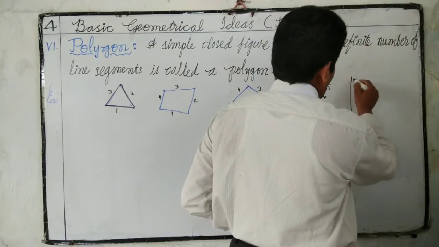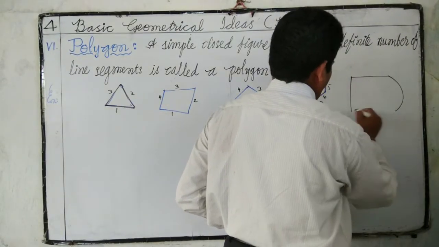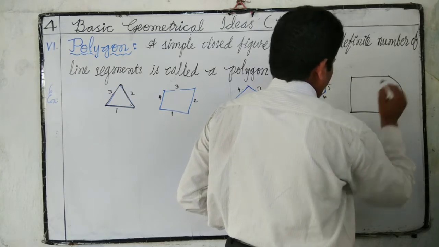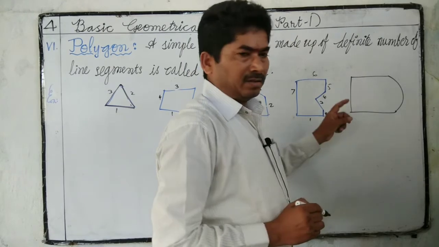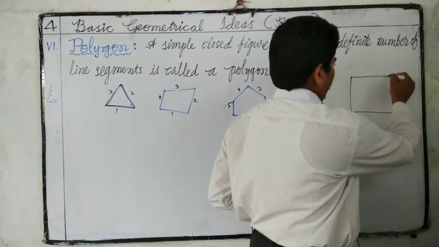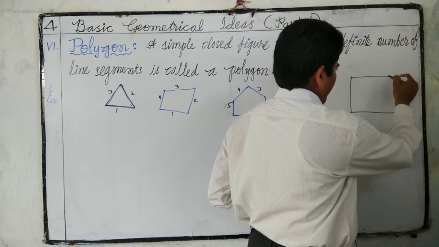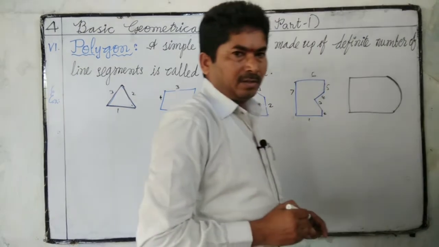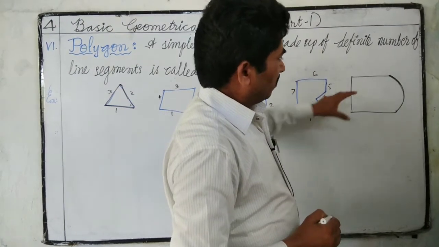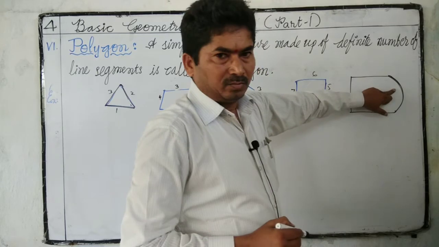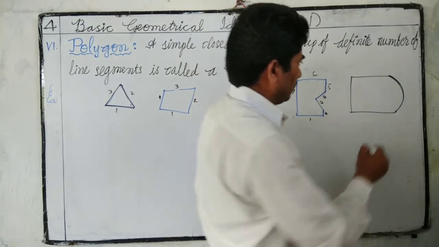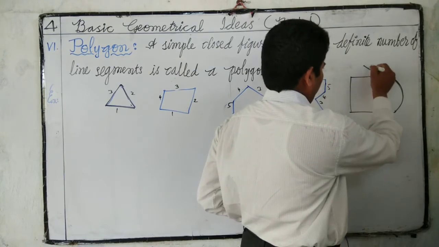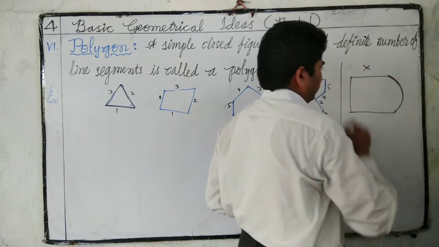Observe here one figure. This is also a closed figure, but this is not a polygon because here is a curve. That's why this is not a polygon.